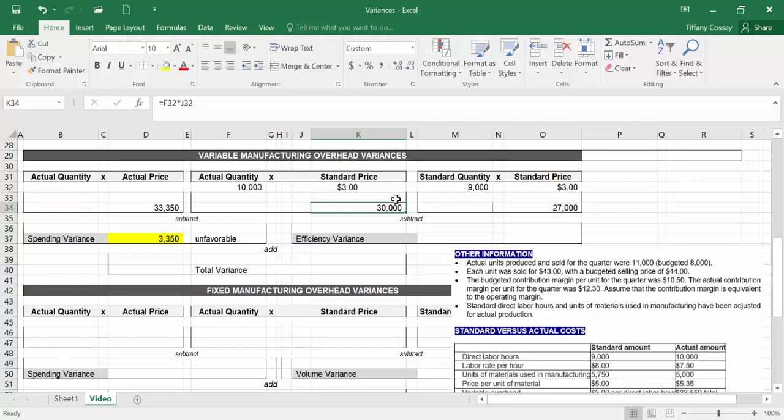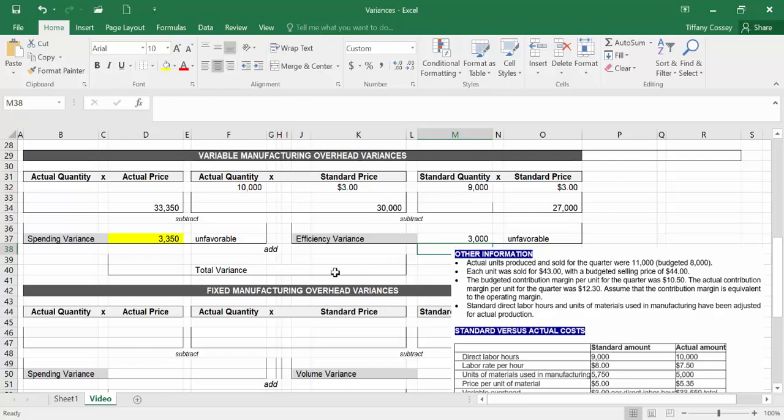Then we come over here, and the problem does not ask for the efficiency variance, but we're going to calculate it anyway, just so you know how. And again, we have our subsets. We subtract from left to right: 30,000 minus 27,000, 3,000. And actually, I need to label that unfavorable. There we go. And it's unfavorable because it's positive, and this time it's due to a volume, or in this case, quantity of hours. We spent more hours than we thought that we would, and that led to an efficiency variance that was unfavorable.